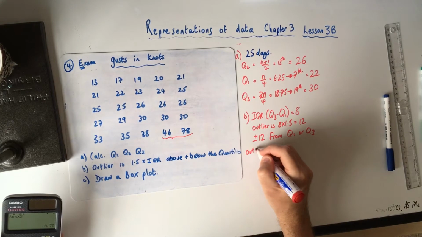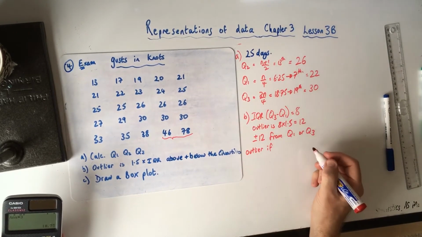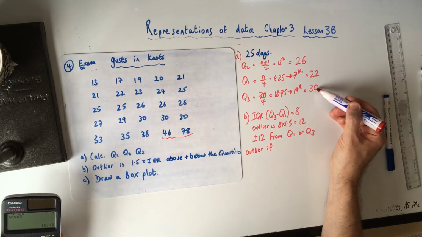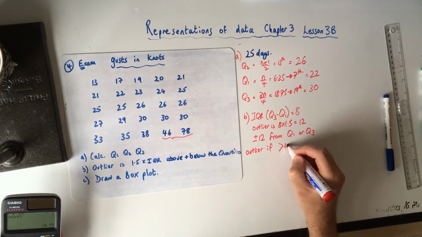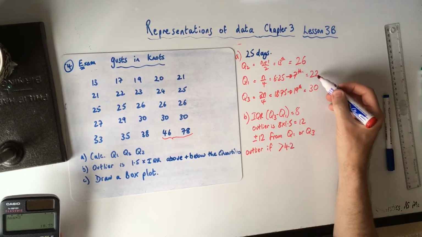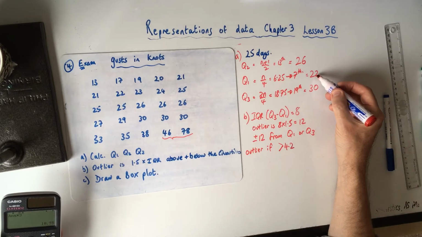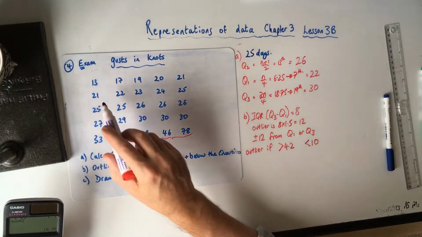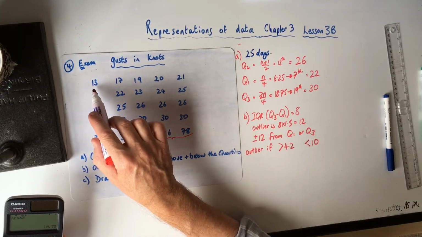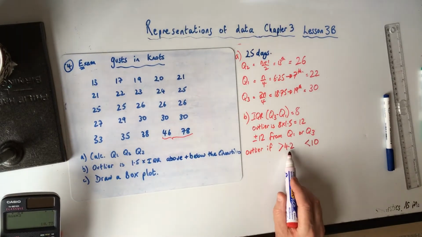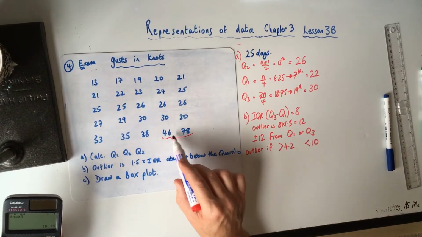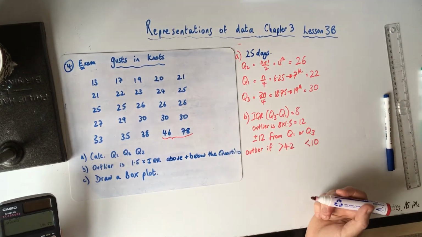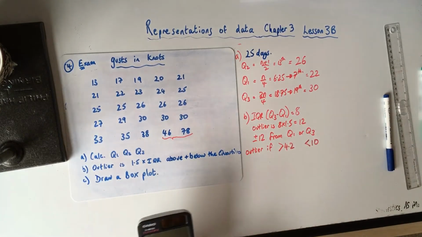So outlier if, okay, so 12, where's Q3? Is 30. So if it's greater than 42, because I've added 12 onto 30, and if I take 12 off Q1, it is 10 or less than 10, it's an outlier. Okay, you can see at the bottom end we've got no outliers because there were no gusts that were less than 10, but part B is saying show that these two are outliers, and they're outliers because they're bigger than 42, which was our definition of an outlier. Okay, so we've done that, and draw a box plot.